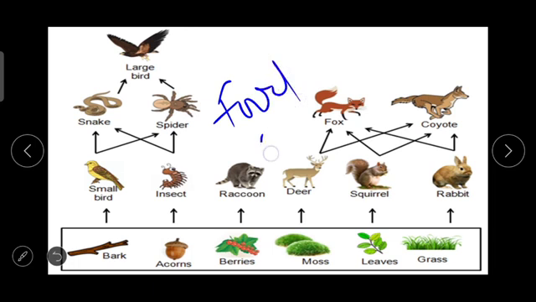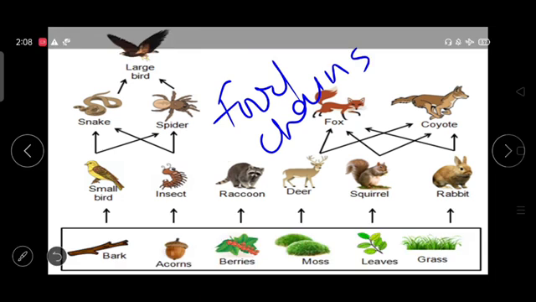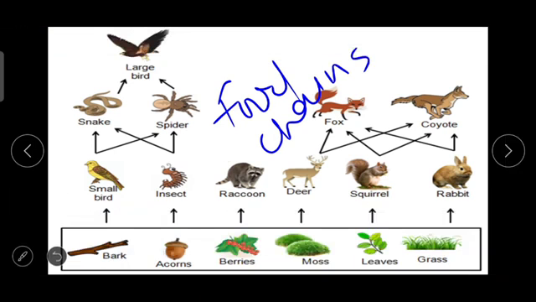So this is what you can see on the screen, a food chain, and there are a number of food chains. Many food chains are there. This is called a food chain. For example, this one is the bark of a tree in the forest, and a small bird lives on it, then a snake eats it, and then a large bird eats the snake.